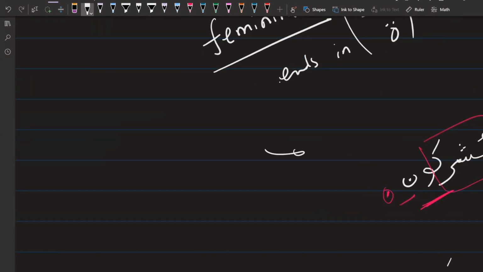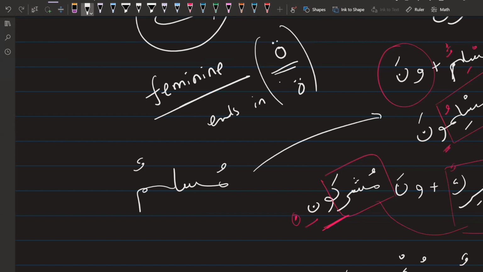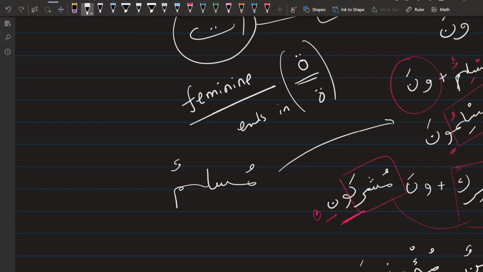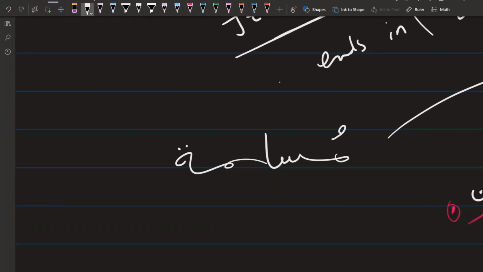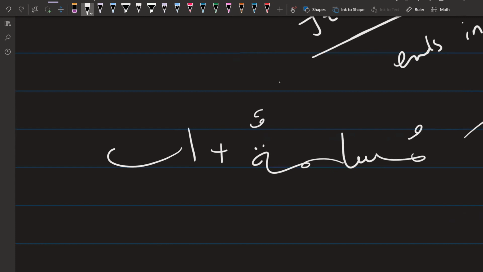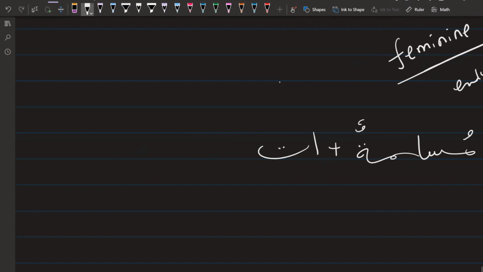So we have Muslim. How do you say female Muslim? First of all, it has to be female. So this belongs to the sound plural, which we have talked about. We want Muslima. Why? Because this is feminine, Muslimatun. So this is a female Muslim. Can we make it into a plural just by adding alif and ta? Yes, you can. So here you simply add alif and ta to make it into plural. So you say Muslimatun.